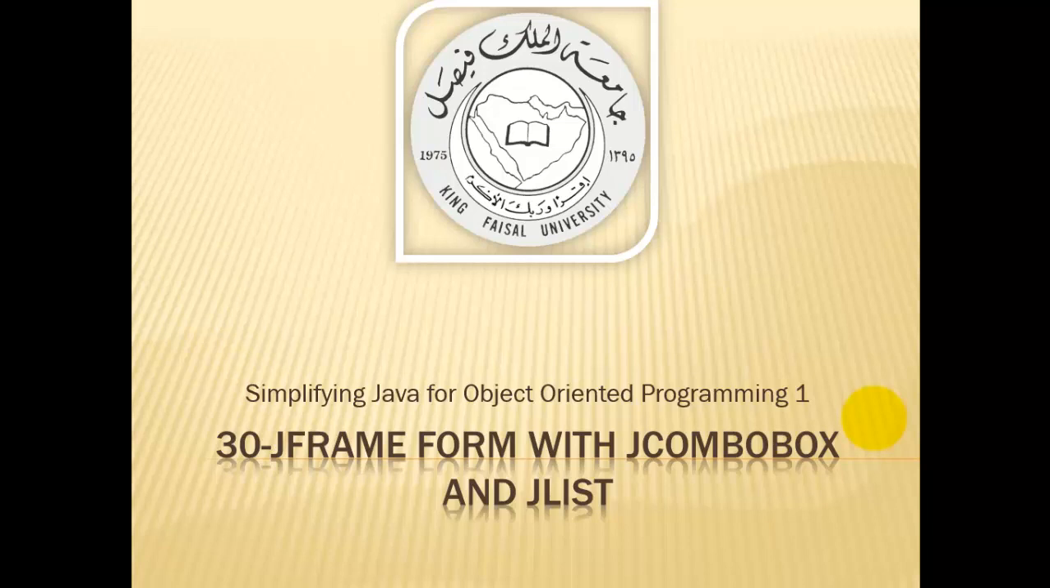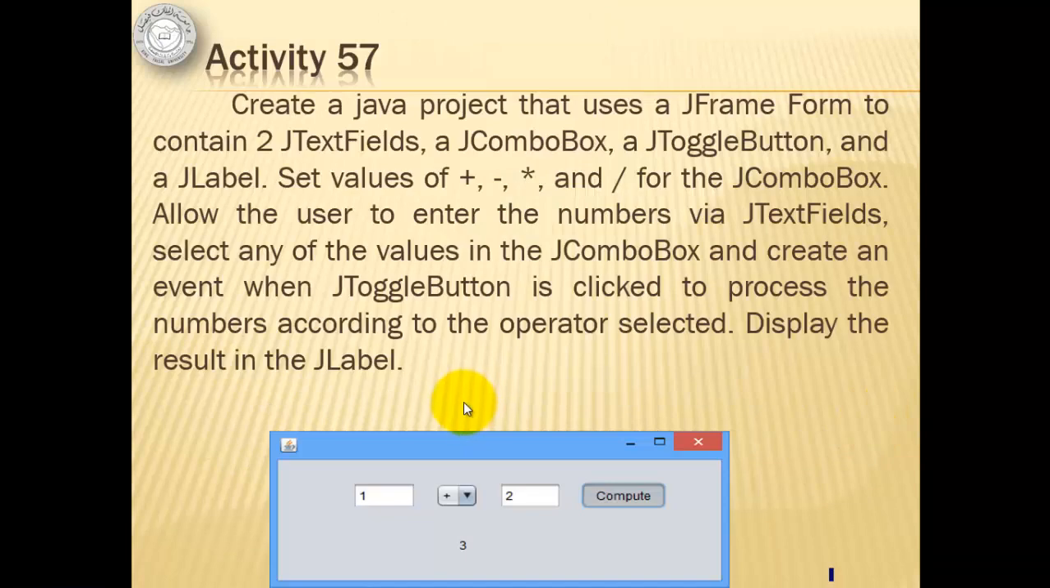This is part 30 in this series and is entitled JFrame Form with JComboBox and JList. For activity 57, we will create a Java project that uses a JFrame Form to contain two JText fields, a JComboBox, a JToggle button, and a JLabel. We will set values of plus, minus, star, and slash for the JComboBox. We will allow the user to enter the numbers via the JText fields, select any of the values in the JComboBox, and create an event when the JToggle button is clicked to process the numbers according to the operator selected. We will display the result in the JLabel.